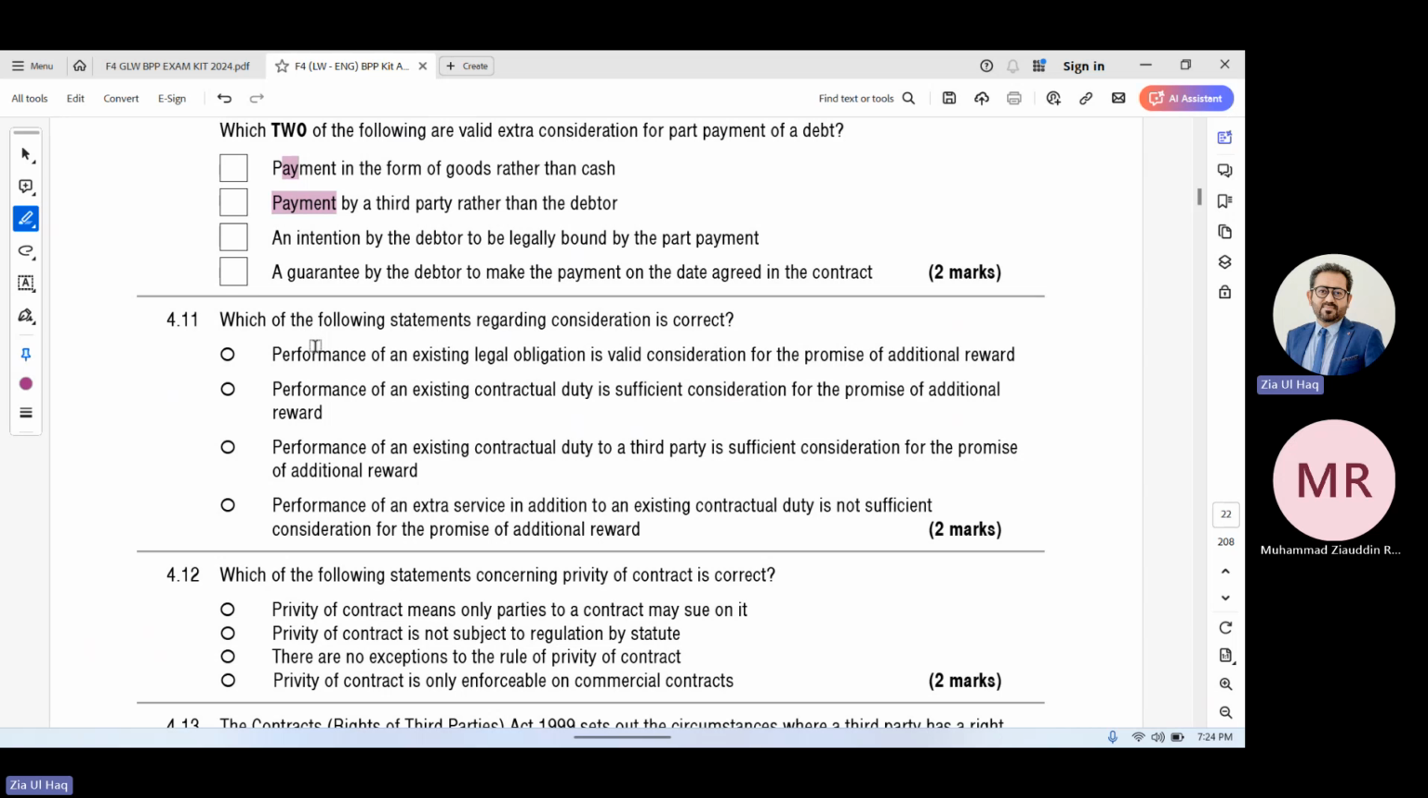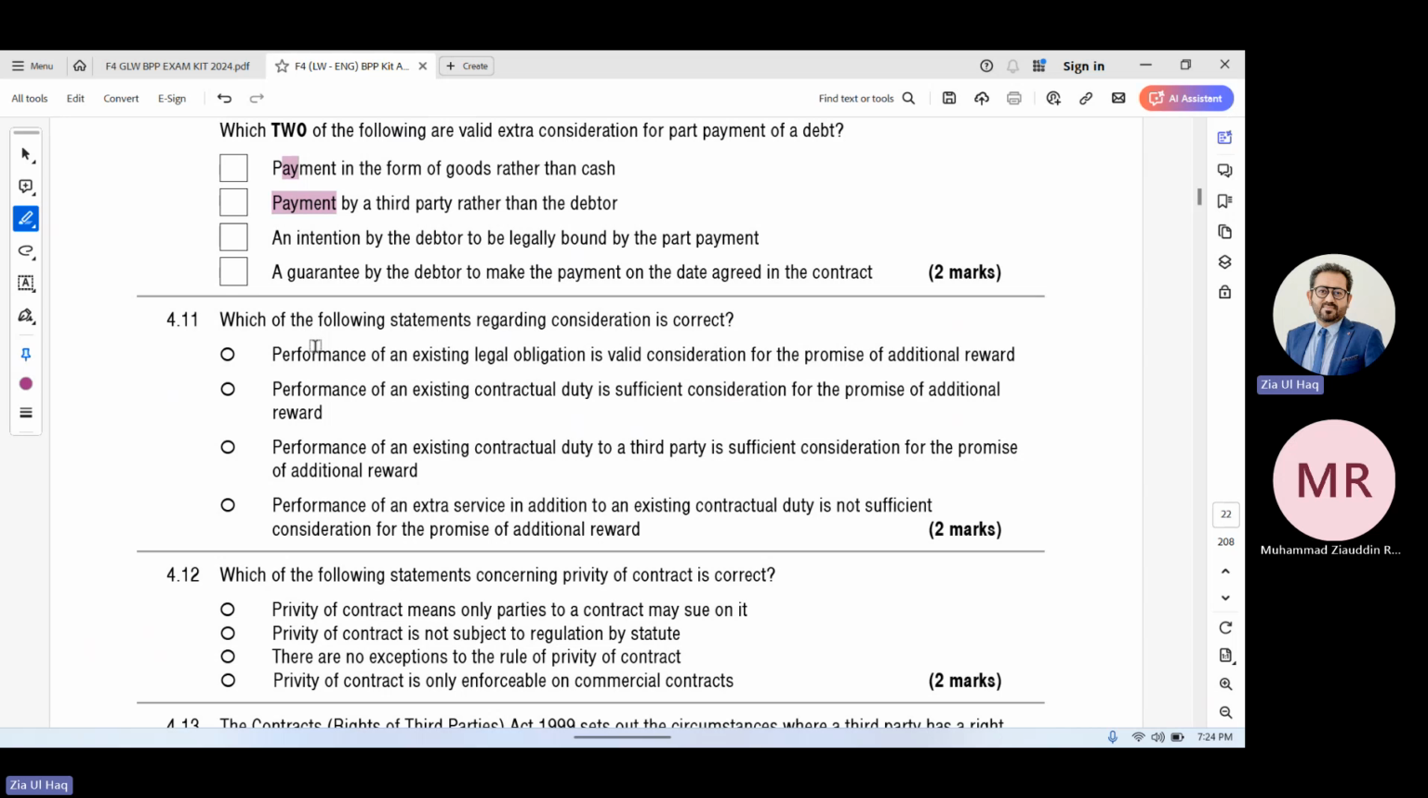Performance of an existing contractual duty is a sufficient consideration for the promise of additional reward. In that case we have discussed, if the pilot asks the co-workers, help me to reach the ship to the destination, don't leave me halfway through, I will pay you some extra amount. If they had a contractual duty to move the ship to the destination, now they cannot claim the extra reward. So this is also wrong.